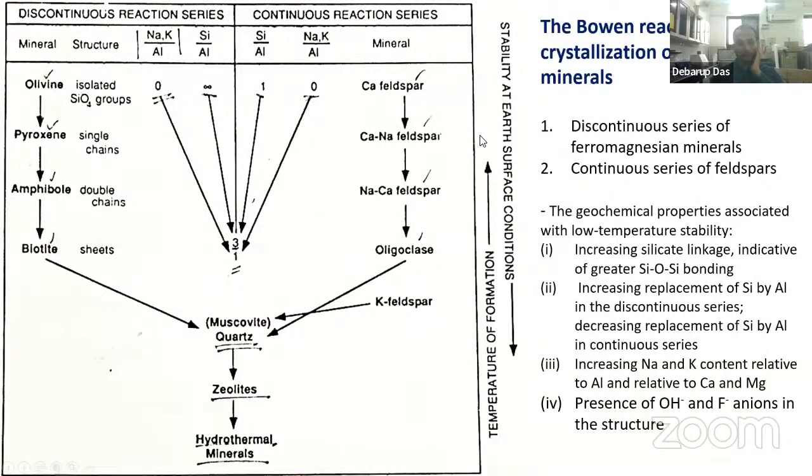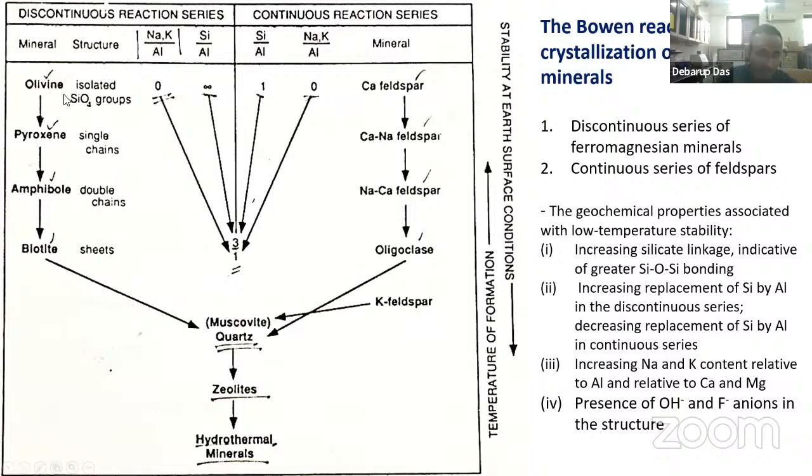If you go upward, the temperature of formation is higher, meaning these minerals have formed at a temperature much higher than the formation of those minerals. As these minerals have formed at lower temperature, they are more stable in current low-temperature climatic conditions. These minerals formed at very high temperatures, so they are much less stable nowadays. But if you compare between these two branches, feldspars are way more stable than olivine, pyroxene, and the like, because of the oxygen sharing. Oxygen sharing in feldspar is much more as compared to these.